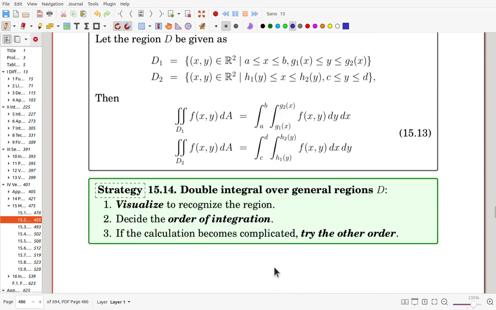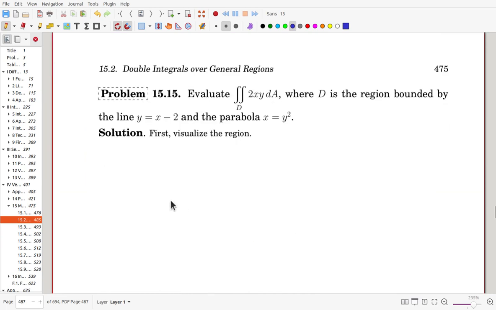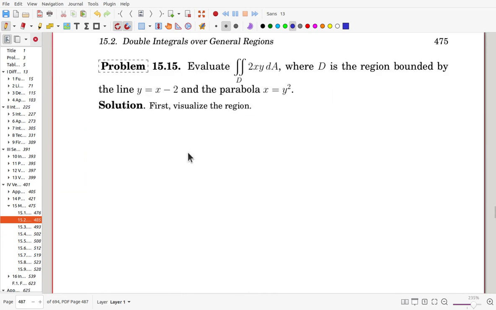Here we have a strategy for double integrals over general regions. First, you have to visualize to recognize the region and decide the order of integration. If for the given order the calculation becomes complicated, then try the other order. Let's try to solve some problems.